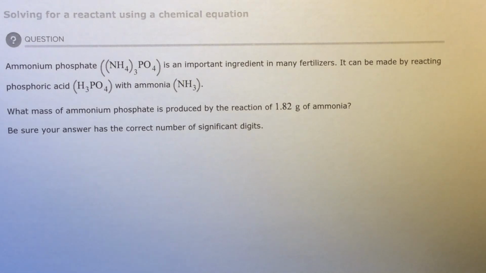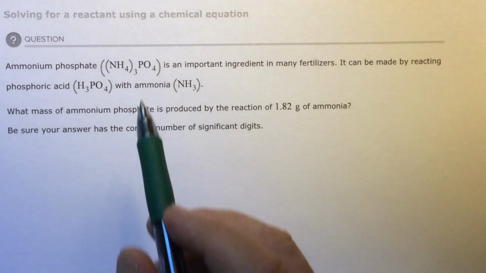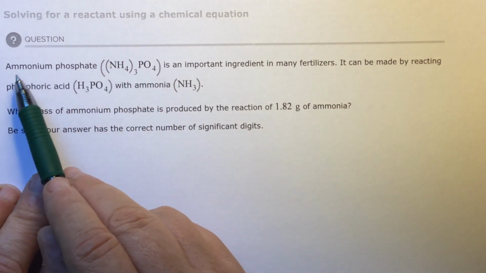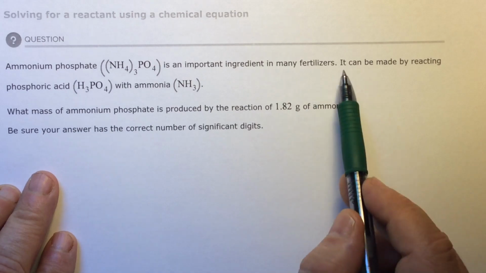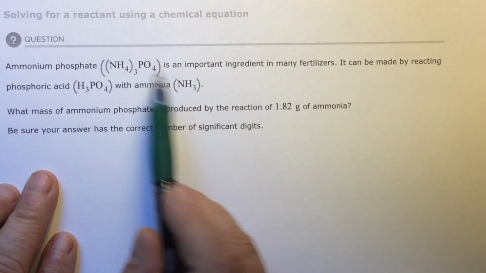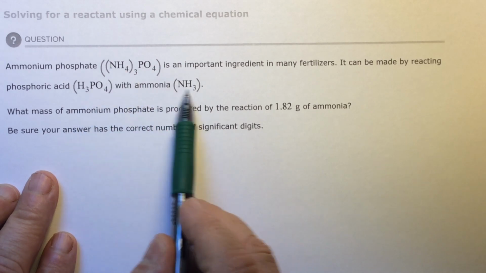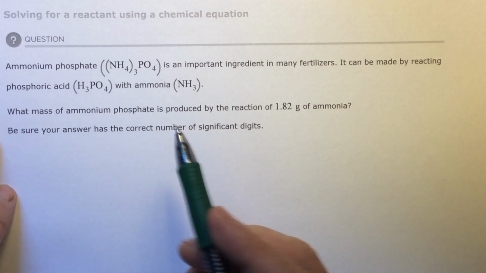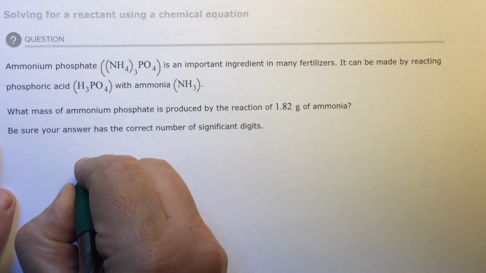So it's like how much do I need for a recipe? They're going to give you a certain amount of information here to make it somewhat easy. It's saying that I'm going to make some ammonium phosphate. It can be made by reacting these two things. So these are my reactants, and this is my product. Now it's unbalanced, but I can balance it maybe.